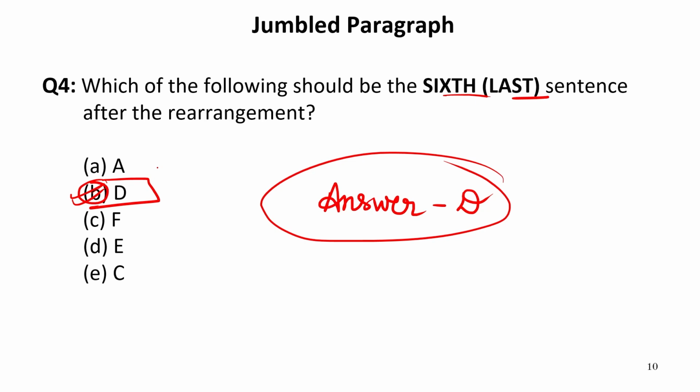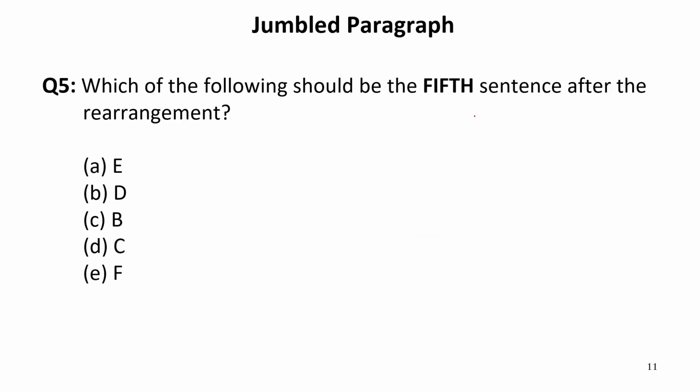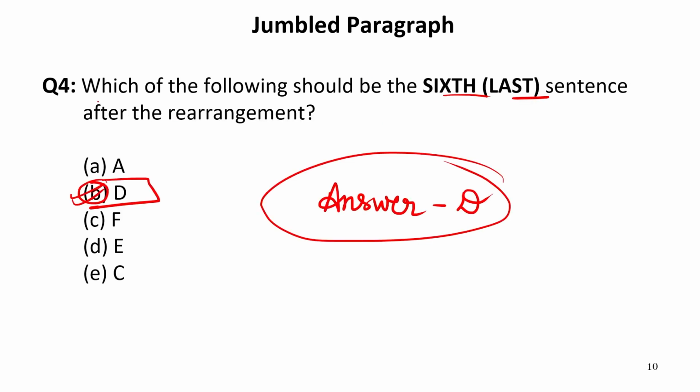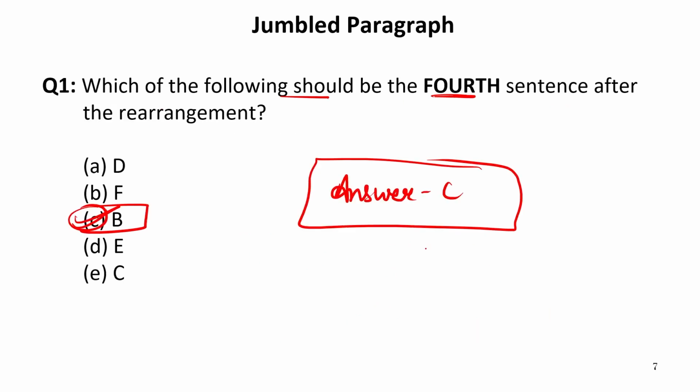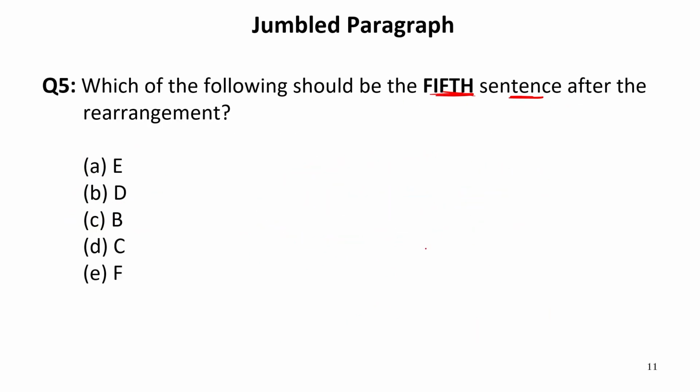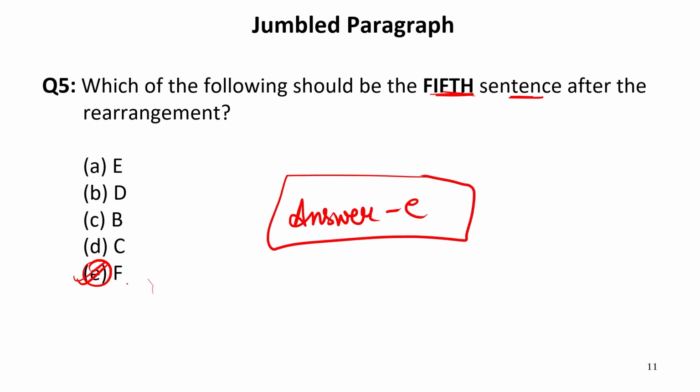Now let us see the fifth question of the first paragraph, that is fifth sentence after the rearrangement. Now what should be the fifth sentence? The fifth sentence is F. So let us see where this F is given in the options. It is given on position E. So our answer is E this time because the fifth sentence after rearrangement is F, which is given in the option E.